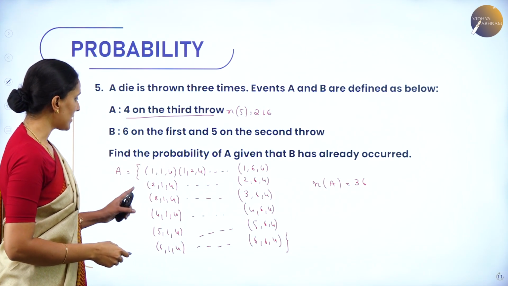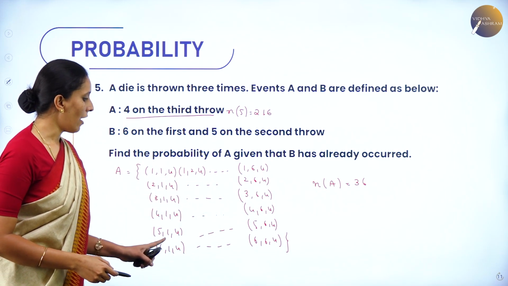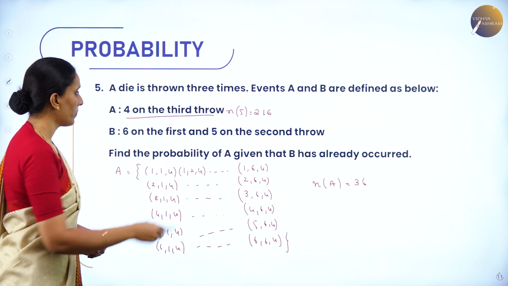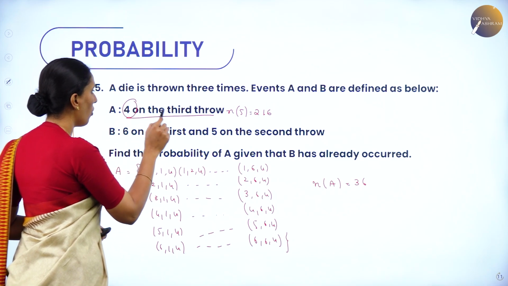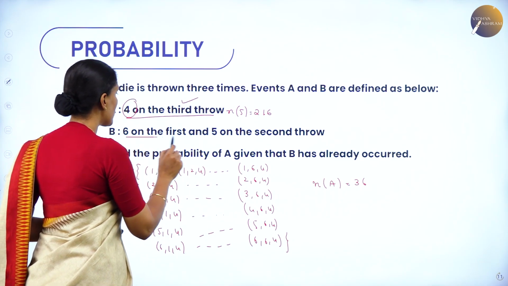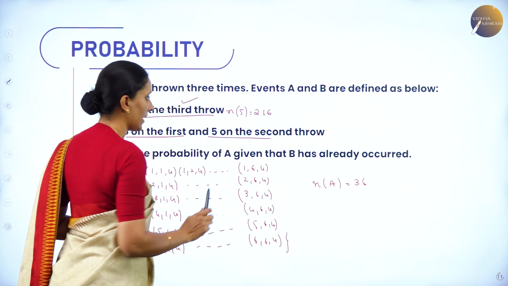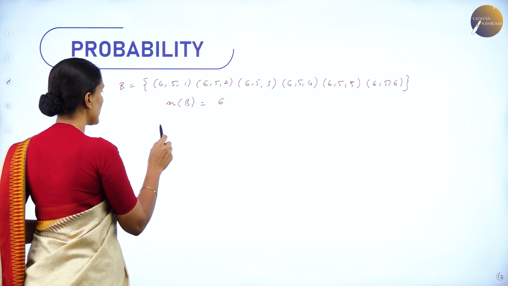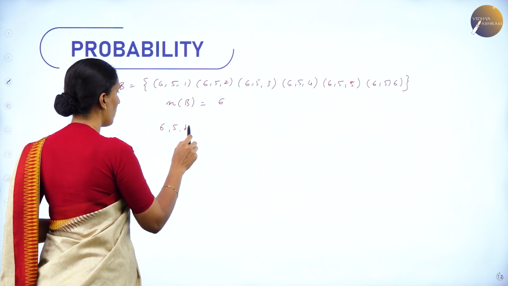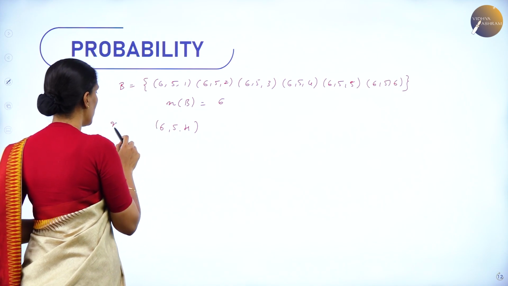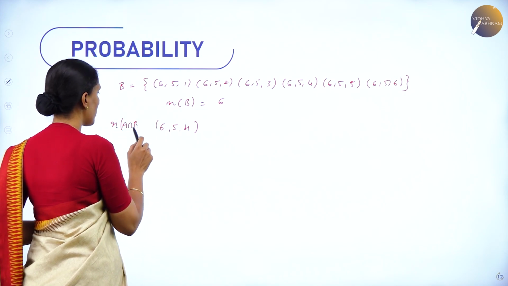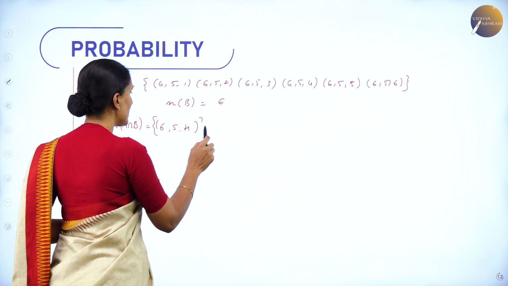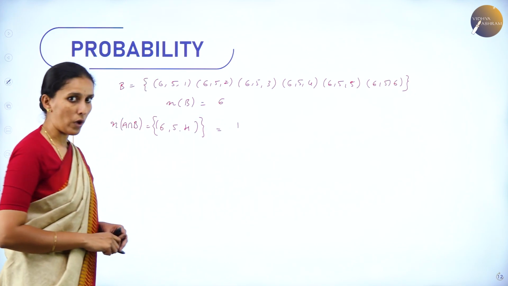Now we need A intersection B. So in both the cases, we should have 4 on the last throw. So consider here 4 on the third throw, 6 on the first, 5 on the second. So the only possibility is 6,5,4 in both the sets. Therefore, n of A intersection B will be only this element, which is equal to 1.